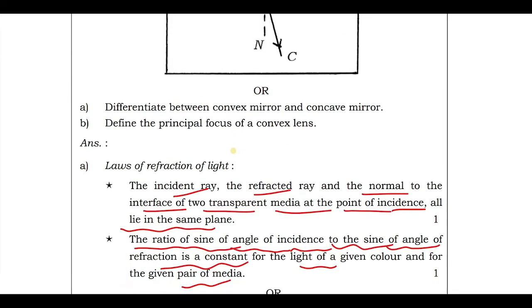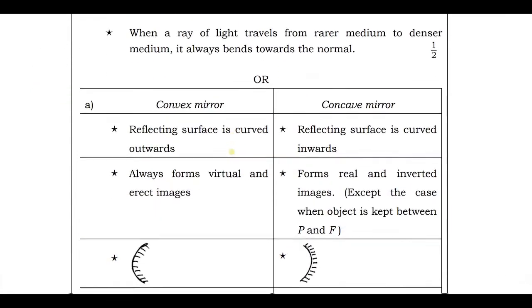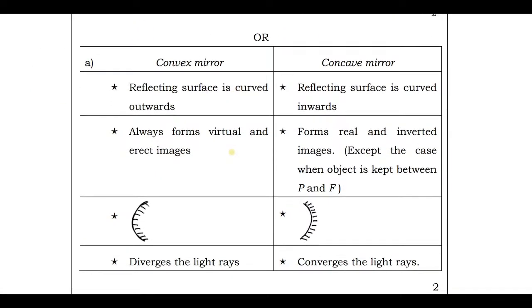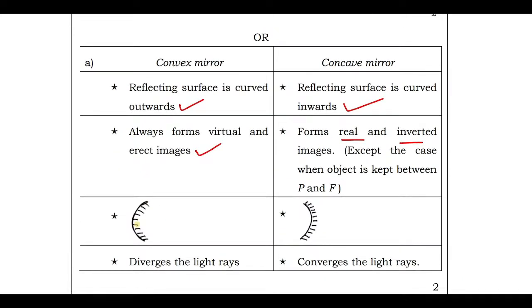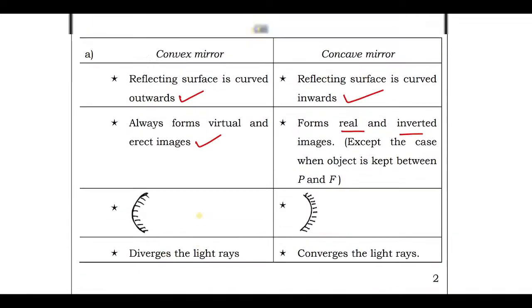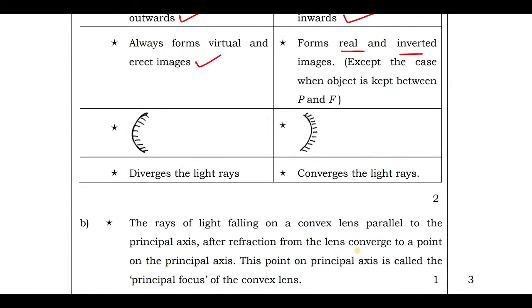Next question: differentiate between convex mirror and concave mirror. In a convex mirror, the reflecting surface is curved outwards. In a concave mirror, the reflecting surface is curved inwards. A convex mirror always forms virtual and erect images; a concave mirror forms real and inverted images. So this is how it is. Convex mirror: reflecting surface is curved outside, and it diverges the light rays. Concave mirror: reflecting surface is curved inward, and it converges the light rays.